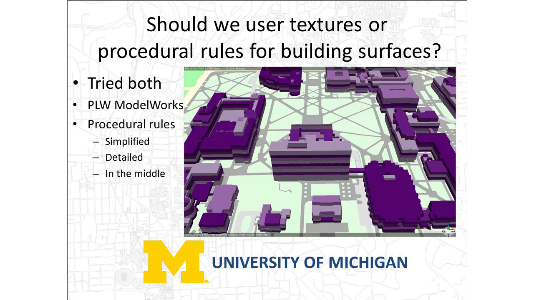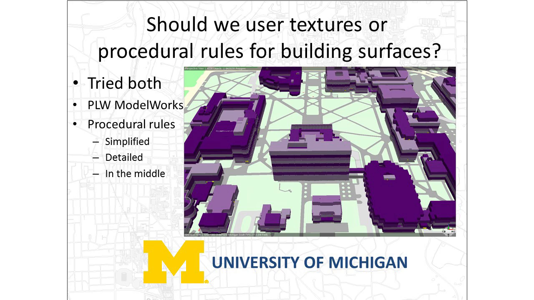So should we use textures or procedural rules for building the surfaces? In CityEngine, you can create procedural rules to represent all the buildings. It's extremely good for doing a large area that has a lot of repetition, or models that you can put variables into to change them. But it's more difficult if you're doing one-offs, and I'll show you some of that detail in a minute. So we tried both.